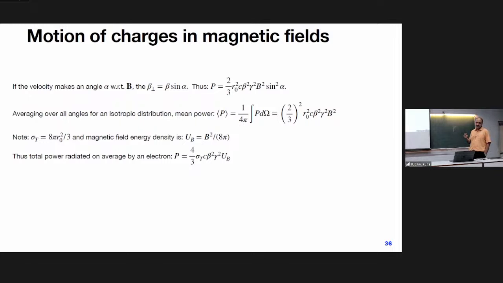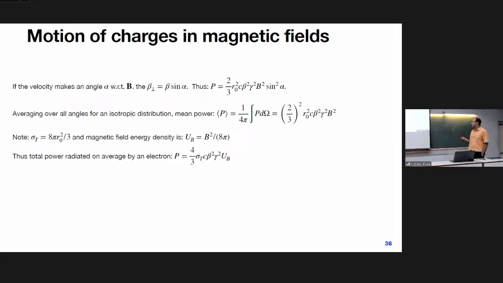If you are not used to this concept, you can look up how the energy conservation looks like as you work out the Poynting flux. Or if you go through the fluid course, I'm sure Nishant will tell you why this is true. So if this is the form, then we can again write this in a bit more convenient form as 4/3 sigma T. Sigma T is 8 pi r naught squared by 3. It is the Thomson scattering cross section.